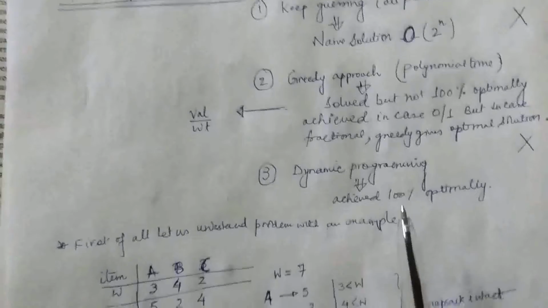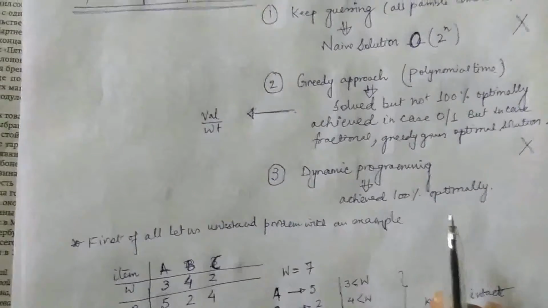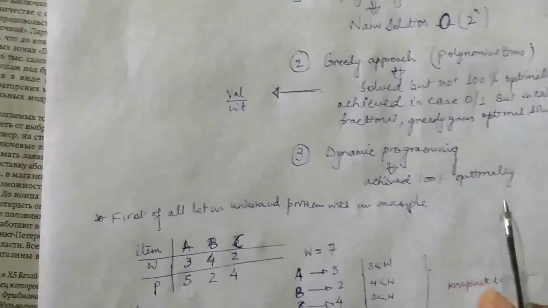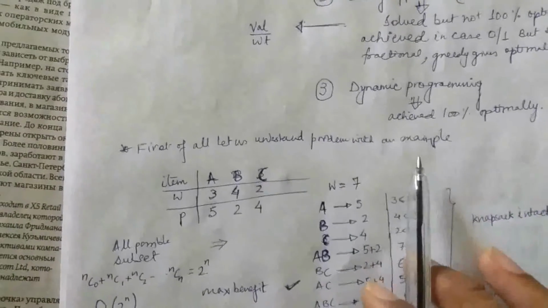So what is the next approach? That is dynamic programming. It is 100% achievable, and it will have an optimal solution. Before we start, let us take one example to try to understand the problem.